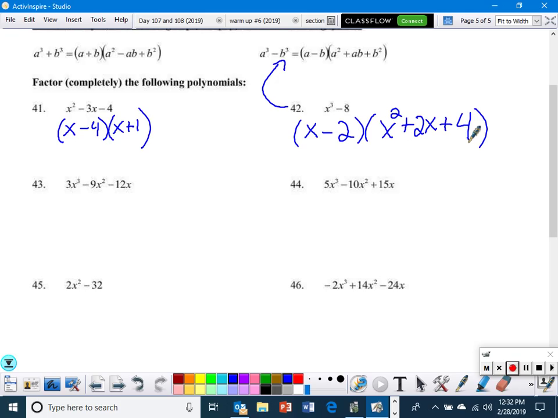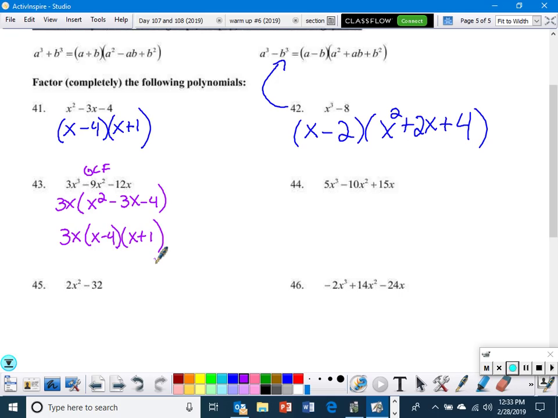Number 43. Always look for a GCF, and there is one, so we're going to pull it out. That would be 3x. And what's left? X squared minus 3x minus 4. Well, look at that. It looks just like 41 now. So the final answer is 3x times x minus 4 times x plus 1.